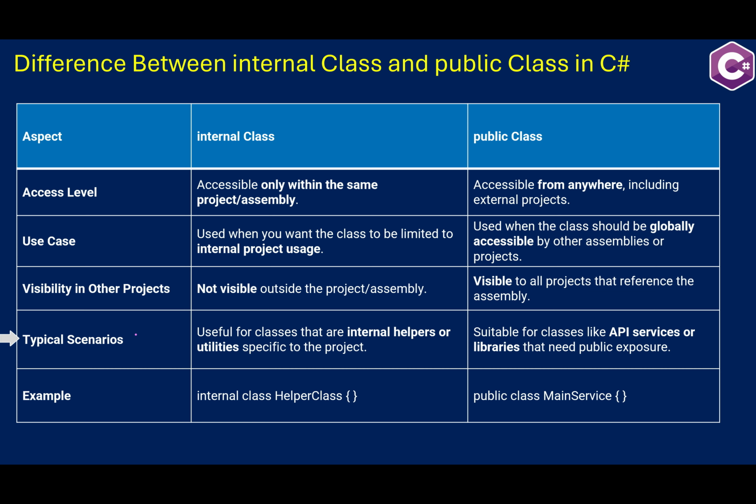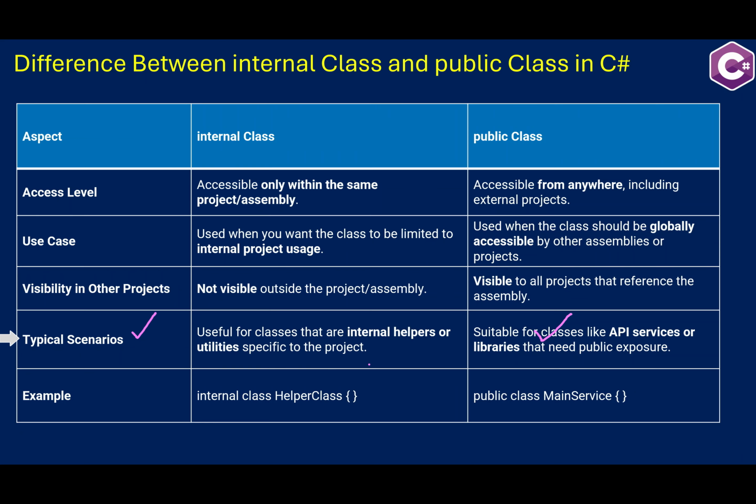And coming to the typical scenarios, internal classes are useful for classes that are internal helpers or utilities specific to the project. And the public class is suitable for classes like API services or libraries that need public exposure. So that is the main behavior of the internal class and public class.